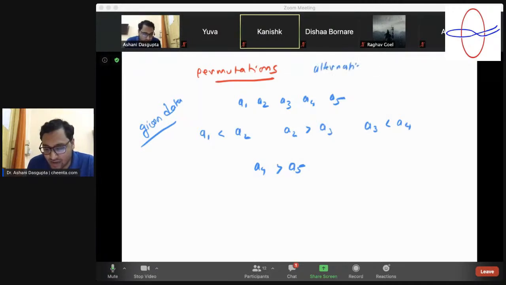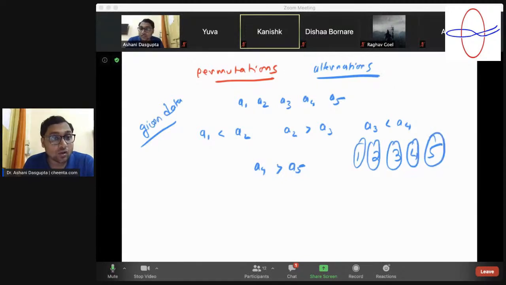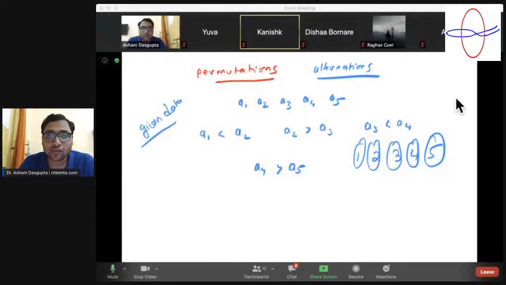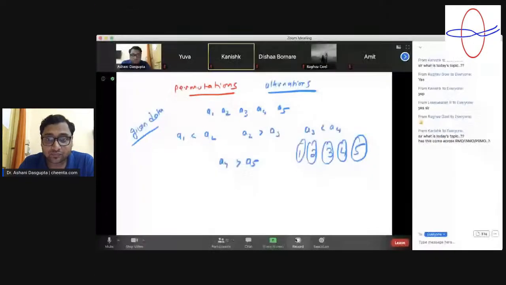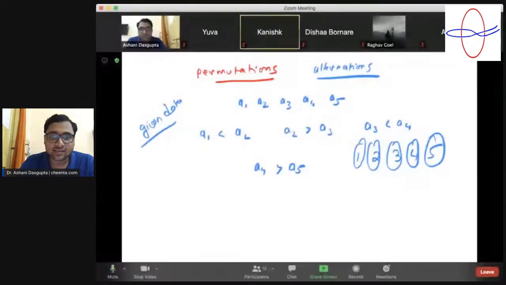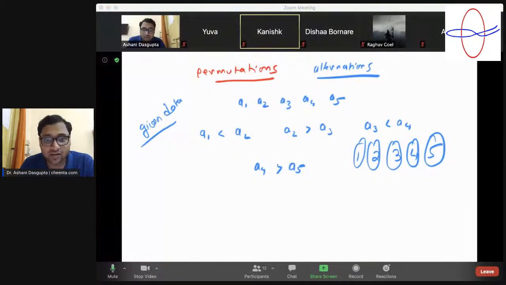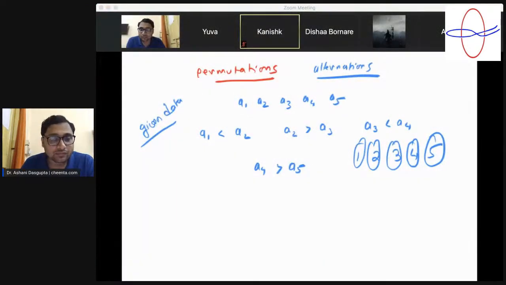Alternations. So can any of you give me an example of an alternation using the five simplest numbers 1, 2, 3, 4, 5? Give me a sequence which is an alternation using these five numbers. You can speak it up or you can give me in the chat. It will be harder for me to give it in the chat. Yes, this is a topic from combinatorics. Combinatorics is definitely very relevant in RMO.